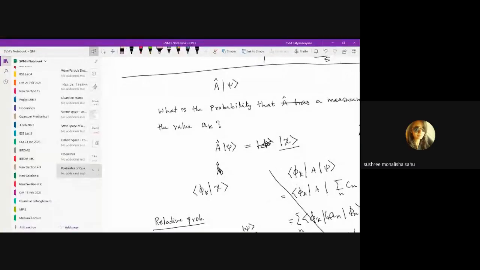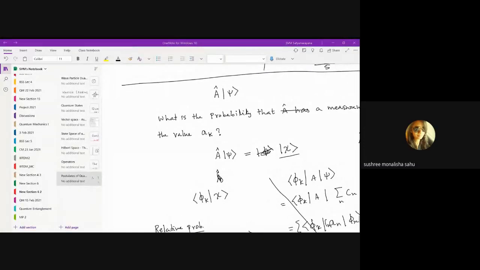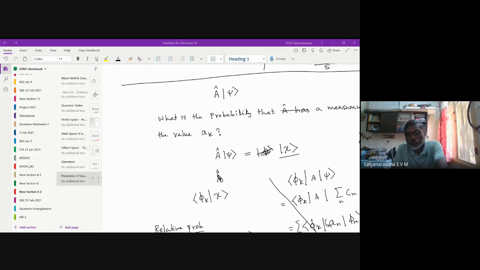Sir, equivalently we are saying that the probabilities have to be something real, not imaginary. That's what you're telling, isn't it, sir? Correct. Yeah.